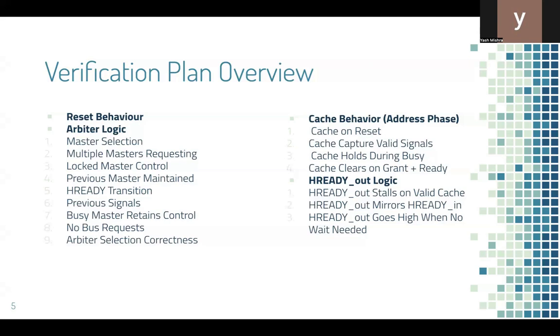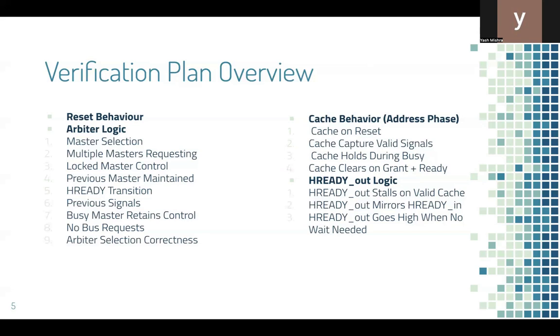Locked master control. If a master asserts HMASTLOCK, it means it's doing a locked transfer. It is a very critical transfer, and the arbiter must not preempt this master until it completes the process. Previous master maintained. If nobody is requesting the bus, then the arbiter should not change the selected master. It should stick with the previous one. This avoids unnecessary switching.